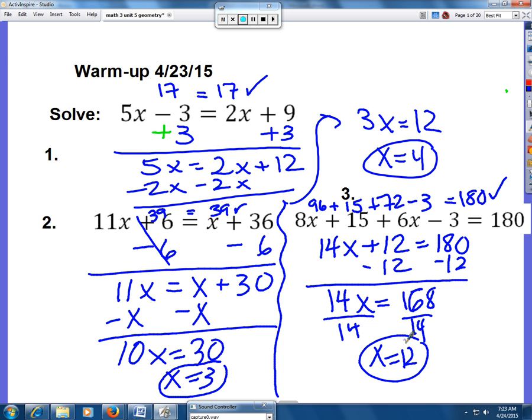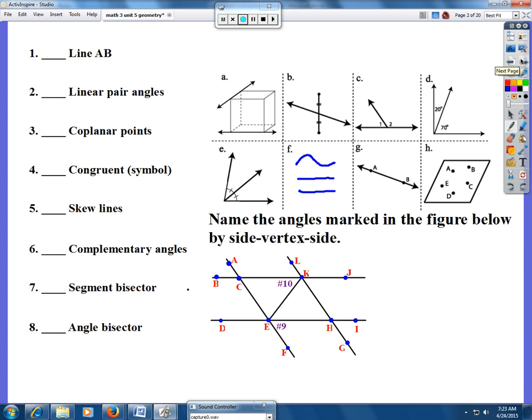Okay, so we're doing that because the geometry unit, which we're starting today, on April 22nd, or 23rd, excuse me, involves using a lot of linear equations. And the second thing I want to do is just a quick review of some of the geometry terms. So on this page we have different terms, line AB. When we look over at the pictures, we can see this is line AB because it's a line, arrows on both ends, and it's labeled with the points AB. So that would be box G.